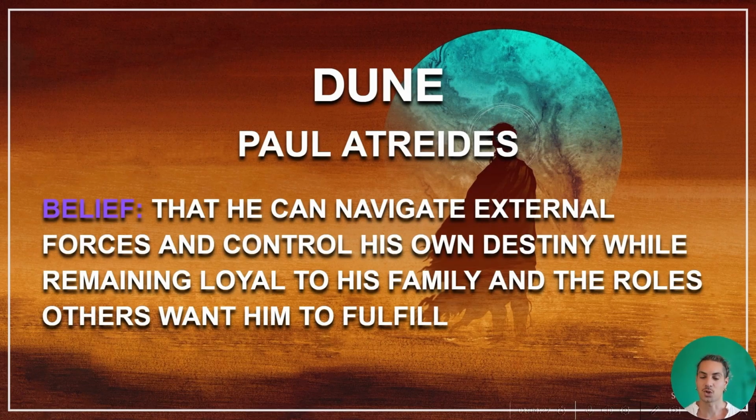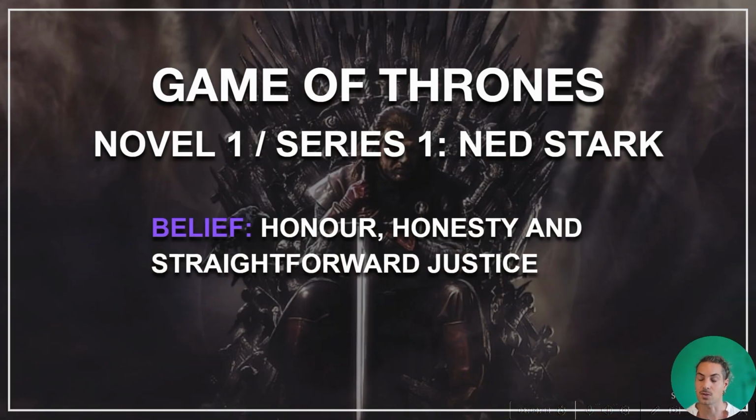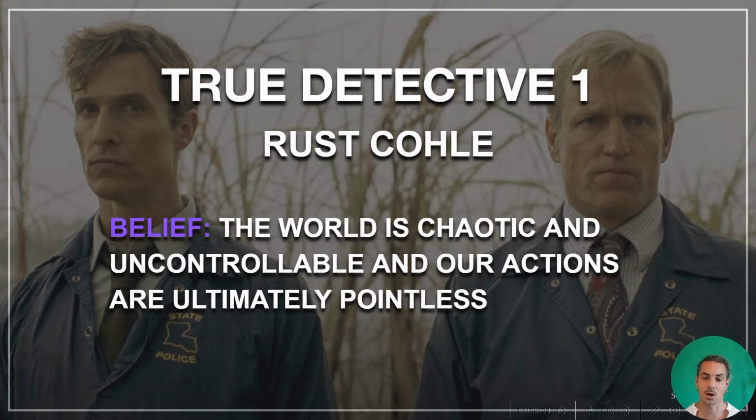In Dune, Paul Atreides has the initial belief that he can navigate the external forces he doesn't understand and control his identity while both remaining loyal to his family and the roles others want him to fulfill. And this is going to be proved false and corrected through the course of the story. In A Game of Thrones, of course, Ned holds to the belief of honor, honesty, and straightforward justice.